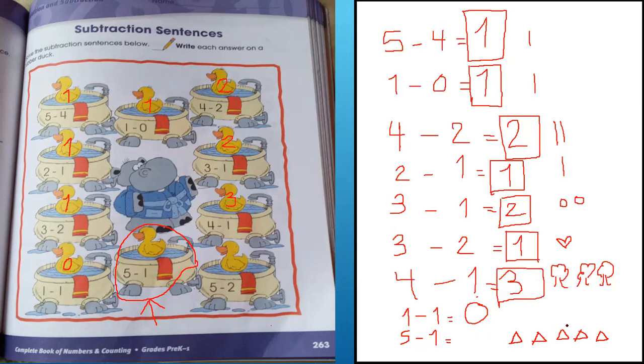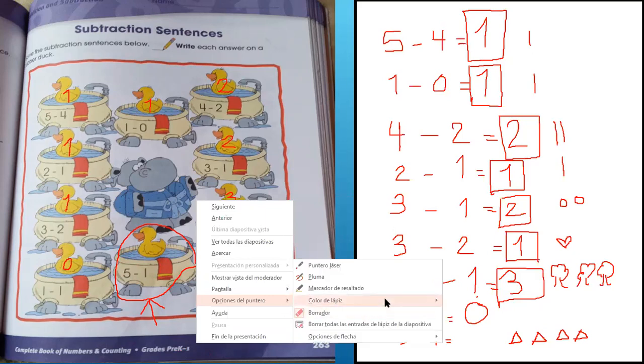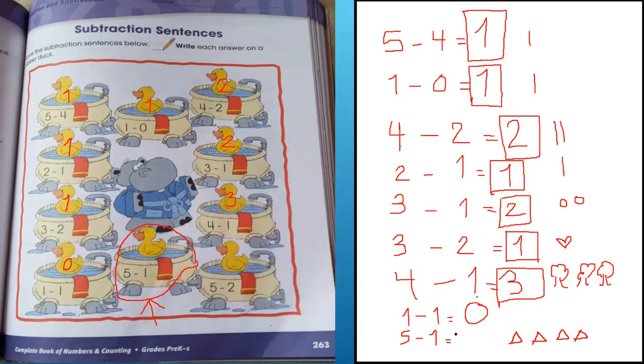Now, the triangles. Very good. Okay, listen, how many triangles you have to take away? One. ¿Cuántos triángulos tengo que quitar? One. Very good. Just one. Okay. How many leaves? Four. Four triangles. So four is the answer. Let's go to the rubber duck to write the number four as the answer.